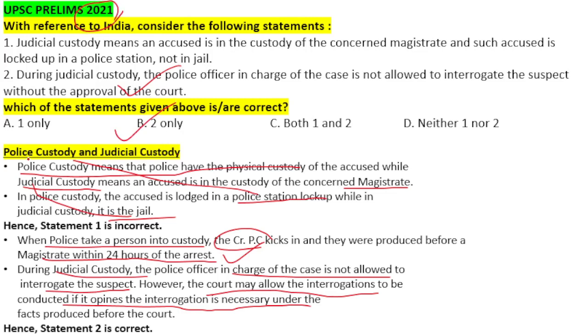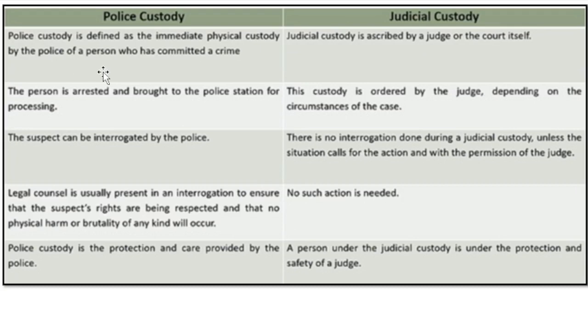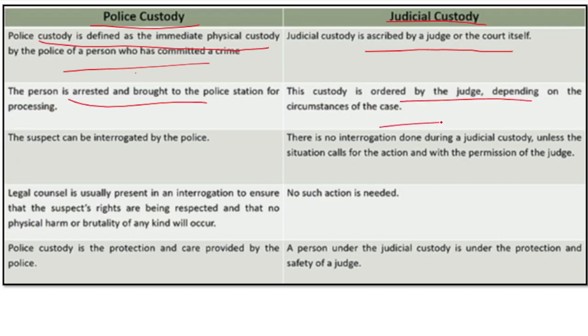So like this, in the last 2-3 years, back-to-back questions are coming on police custody, bail and other concepts. Many things which you think are just keywords, but UPSC is asking details of them. Police custody is defined as physical custody by the police, while judicial custody is by the judge or the court itself. The person is arrested and brought to the police station for processing. Here, the custody is ordered by the judge depending on the circumstances. In police custody, the suspect can be interrogated by the police. Here, there is no interrogation unless you have the permission of the judge.